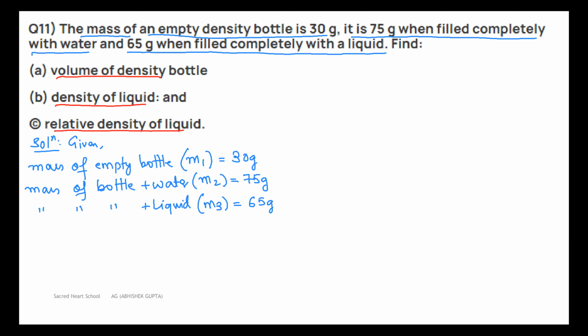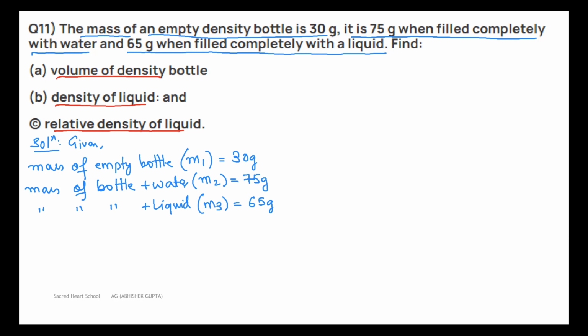What will we do first? Listen first. We'll first find the mass of water. Then we know the density of water. Then we can calculate the volume of water. Then we can calculate the volume of the liquid. Then we can calculate the mass of the liquid. Then we can calculate density. Then the relative density.